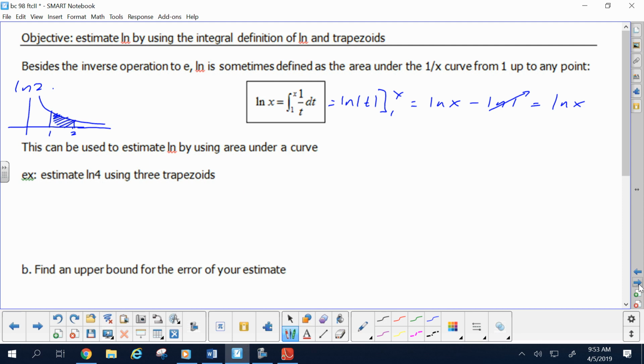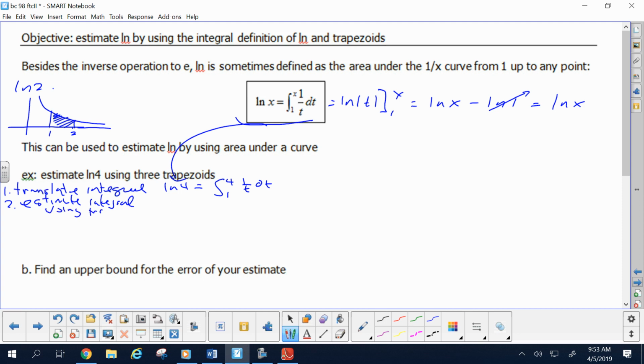then the first thing I would do is translate as an integral. By this definition here, it means that the log of 4 is the area from 1 to 4 of 1 over t dt. Right. Now, we're going to estimate the integral using trapezoids.